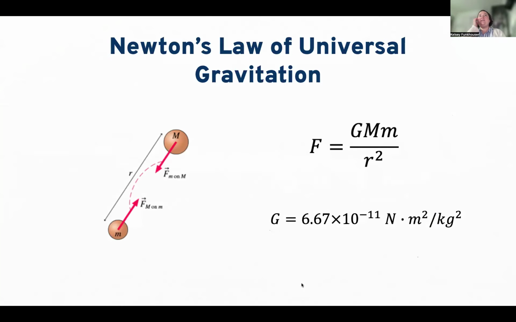Then Newton's law of universal gravitation, where the force is G, the gravitational constant, times the mass of each object times each other, divided by the distance between them squared. And this is an attractive force, so it always points toward the other object. That means if you're moving away from the object, work done is going to be negative.